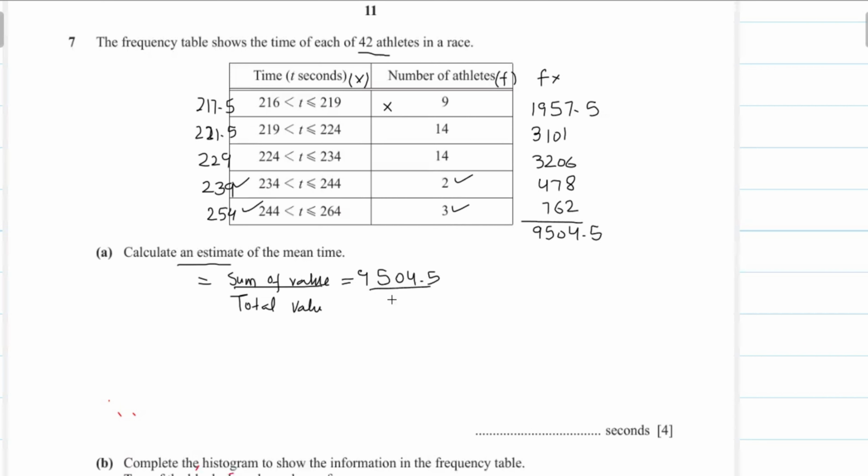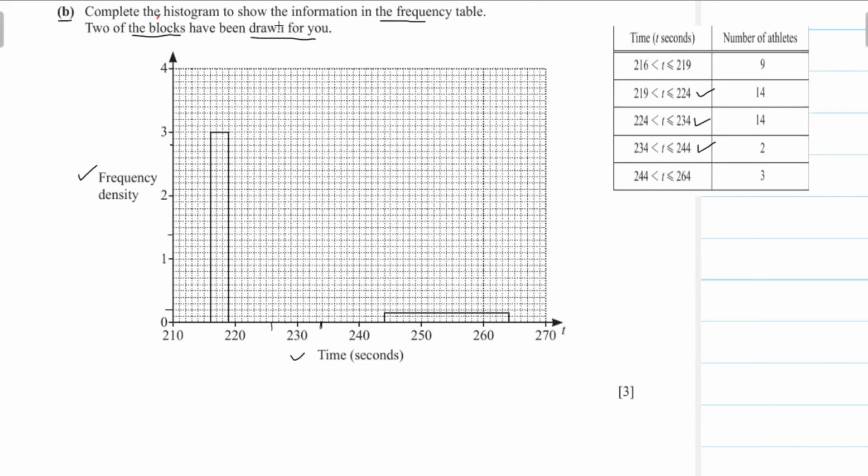9504.5 divided by the total frequency, you see here, was 42. And when we divide it, the answer will be equal to 226.39. This is the estimated mean time. Part B, complete the histogram.